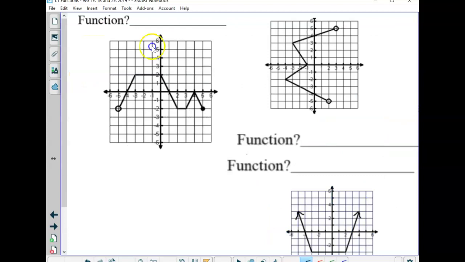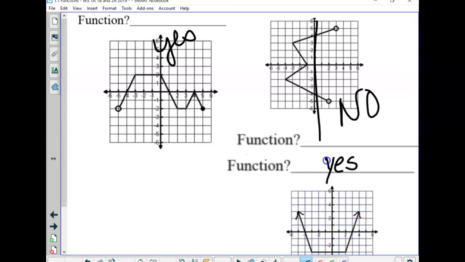Okay, is this a function? You don't have these, so just look up here real quick. Does it pass the vertical line test? This is a function. What about this guy? Failed. This guy? Yes. Yep. All right.